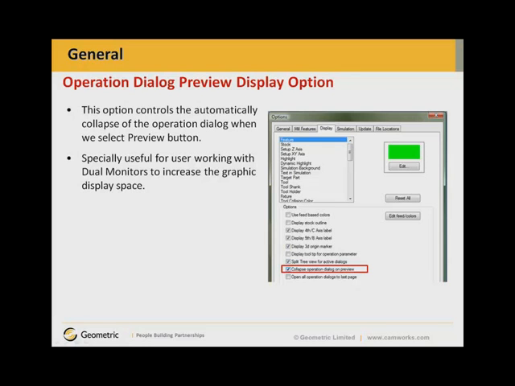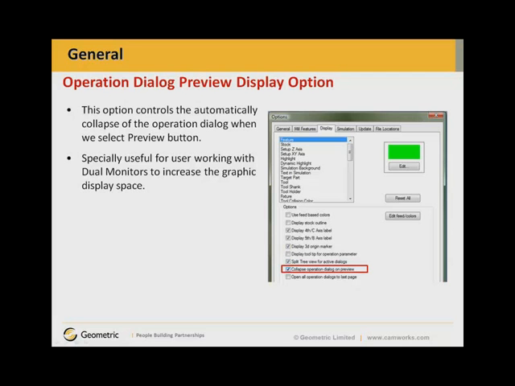Prior to CAMWorks 2010, while you are in an operation dialog and a parameter modification is made, once you click on the preview function, the operation dialog box would collapse. Some of our users do not want the automatic collapse when preview is clicked. So for those users, a new control has been provided in the CAMWorks Options Display tab, which will control the automatic collapse of this button.